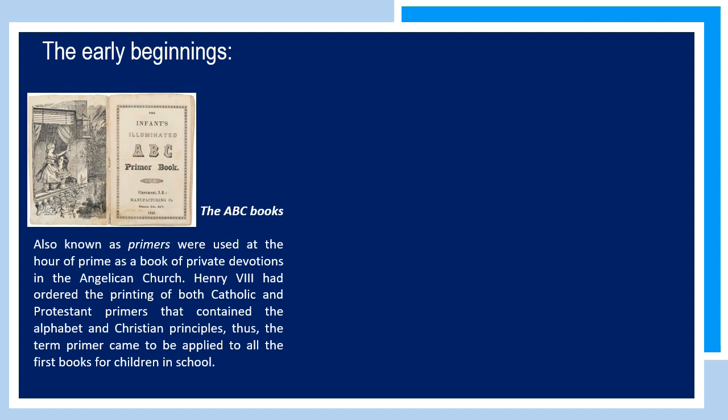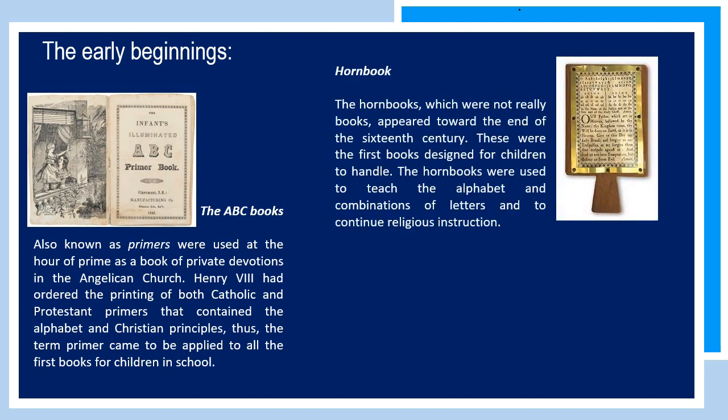That's the word primer. So the ABC books include the alphabets and the first lessons provided to children. And the next one is the horn books. The horn books, which were not really books, appeared toward the end of the 16th century. These were the first books designed for children to handle. So if we have the primer as the first ever book provided to them, it was developed into a horn book.